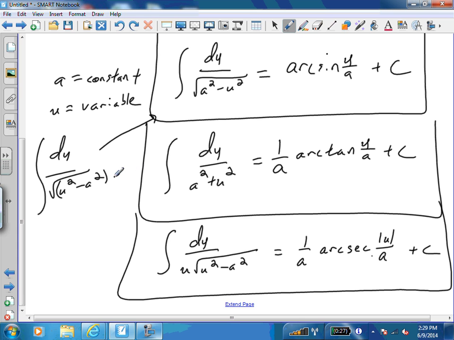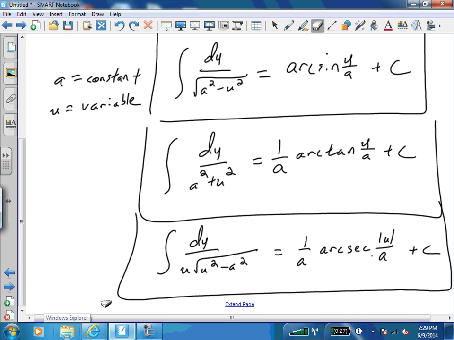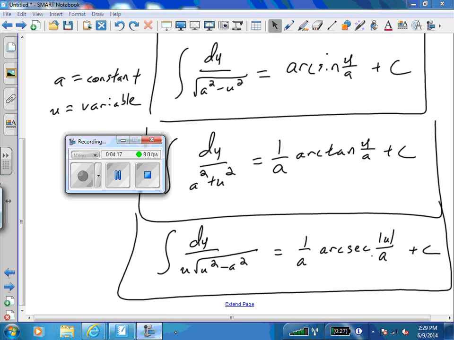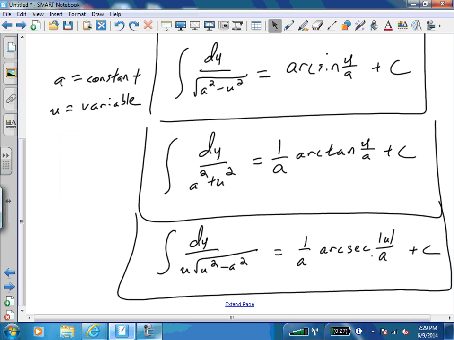Because we can't take the square root of a negative, that's undefined. So that's going to help us a little bit in determining what a is and what u is. But always remember, a is your constant, u is your variable. And the trick on all of these is going to be picking the correct thing to be u. Now some of them are fairly straightforward, but some of them are going to be a little bit more confusing.